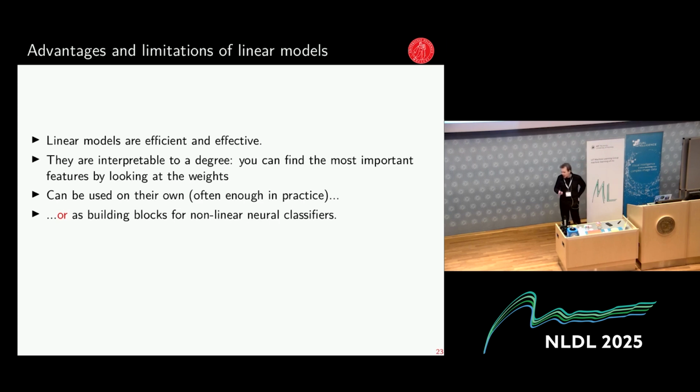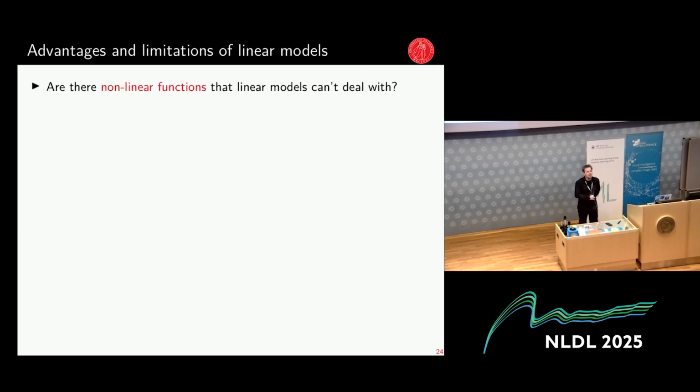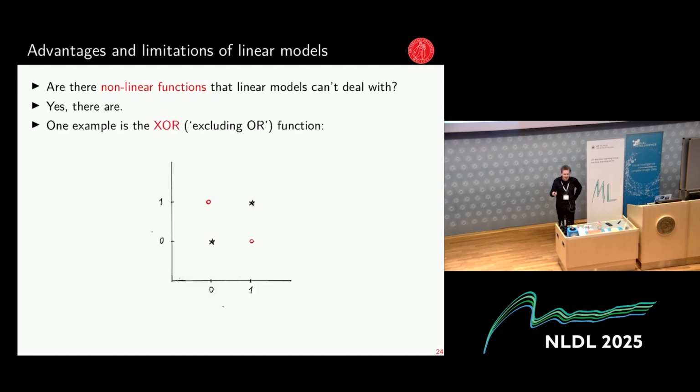They are still used for many practical purposes, but unfortunately, since these models are linear, they can only handle linear relations in the data. They can only handle classification tasks which deal with datasets which are linearly separable. So the question is, is it really a problem? Are there some nonlinear datasets, some nonlinear functions that linear models can't deal with? And the answer is yes, there are.